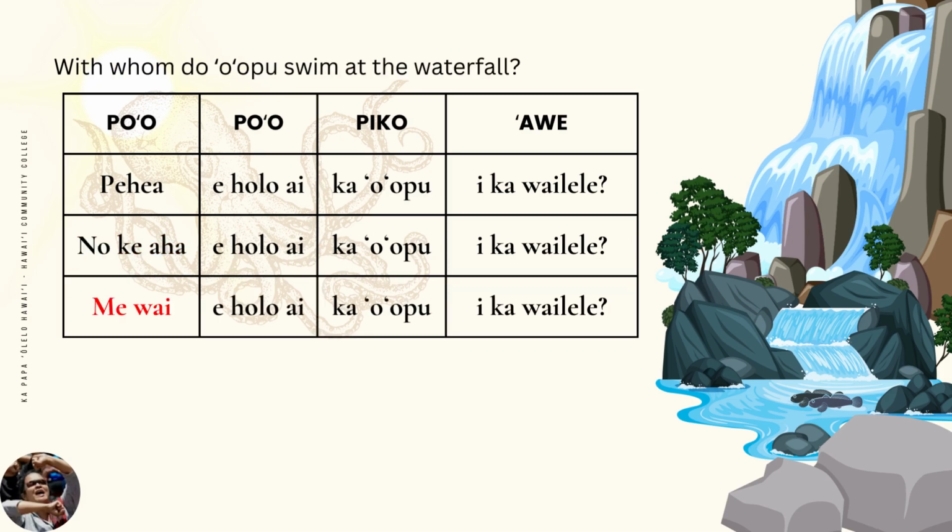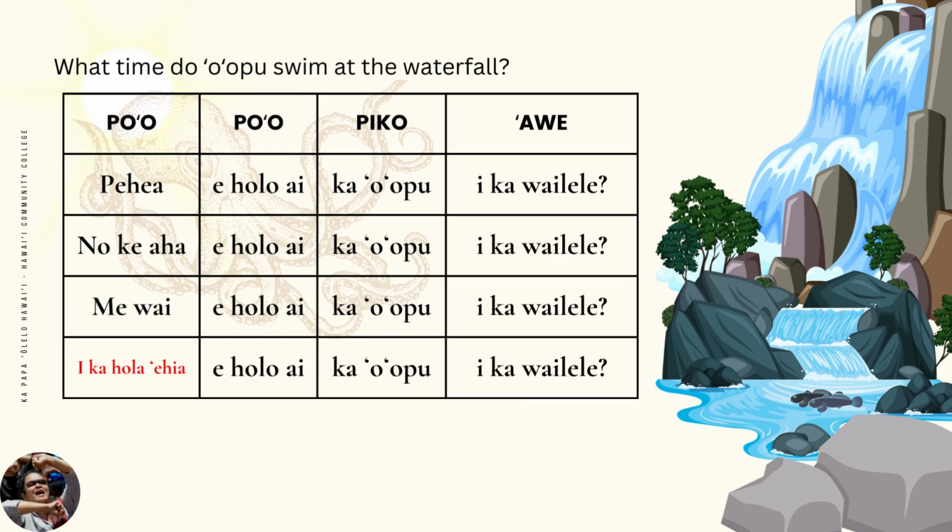With whom do o'opu swim at the waterfall? Me vai e holo ai ka o'opu I ka wailele. What time do o'opu swim at the waterfall? I ka hola ʻehia e holo ai ka o'opu I ka wailele. And for this poʻo, you could also substitute the word makahiki. I ka makahiki ʻehia e holo ai ka o'opu I ka wailele. What year?